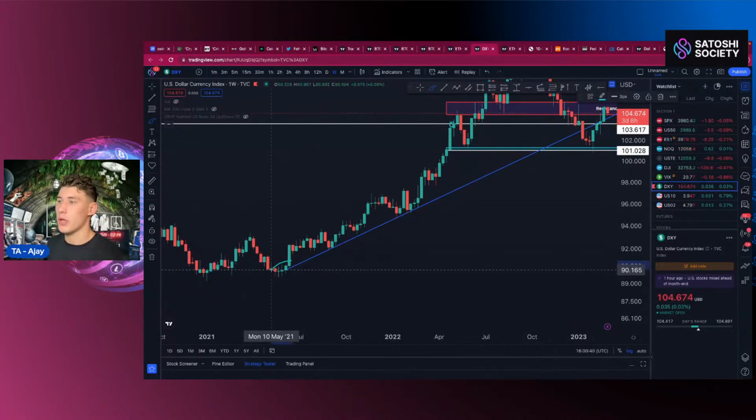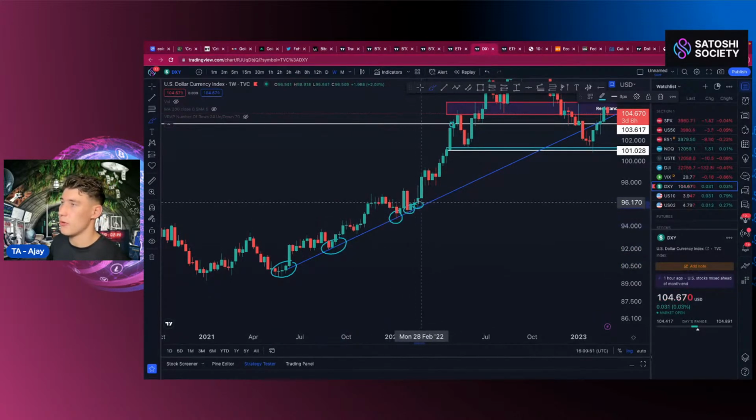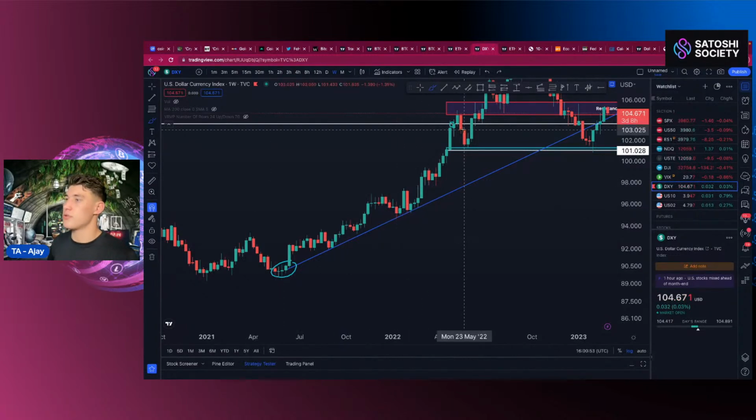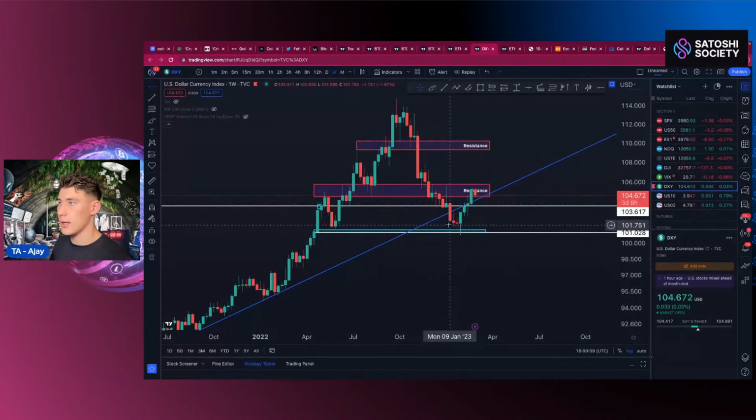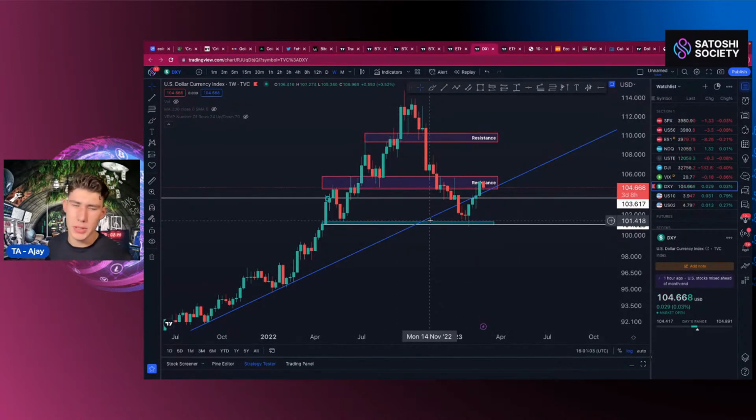Why is that? Well, looking at this blue diagonal line here, we can see that we've used it a number of times in the past as major support, as you can see right here. Then we've tested it here, but we've broken towards the downside, which is very bearish for the DXY, but very bullish for Bitcoin. And this is when we did have that nice push towards the upside for Bitcoin.